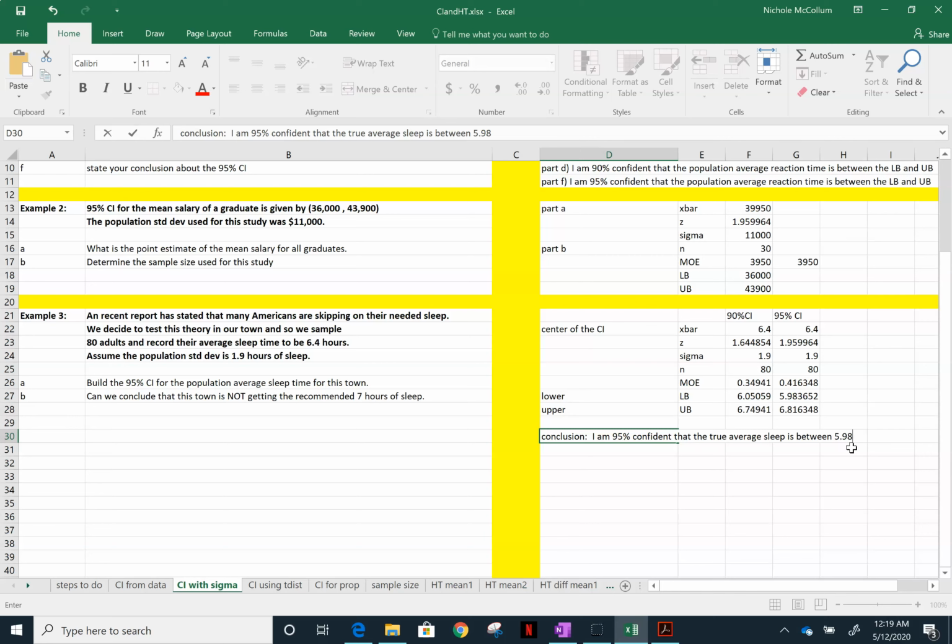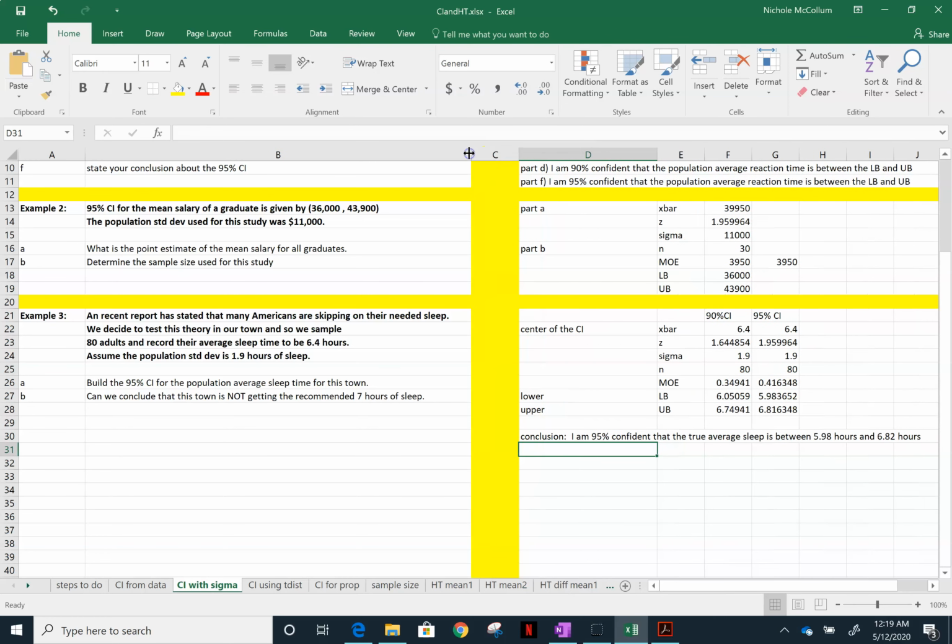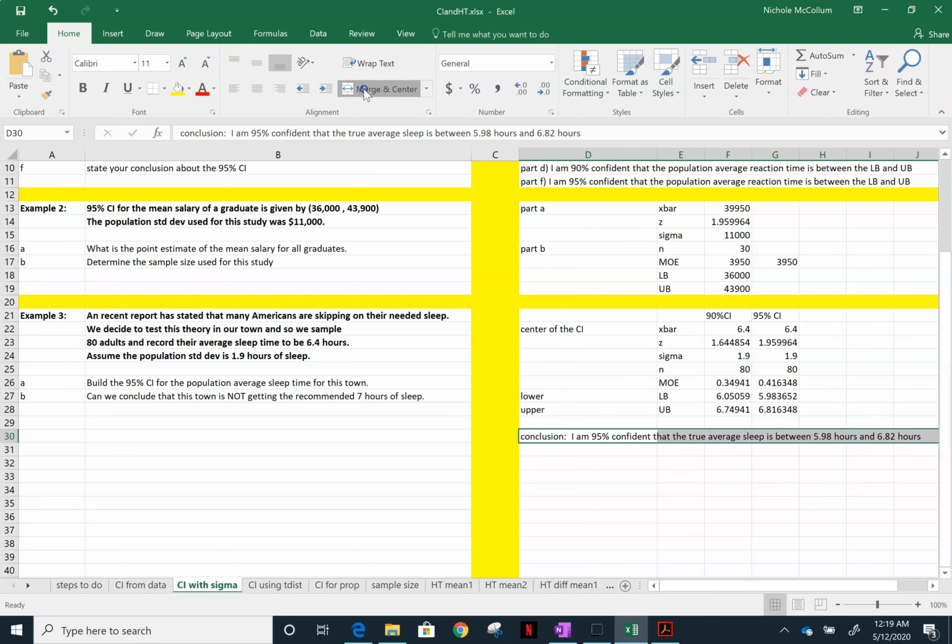5.98 hours and 6.82 hours. That is my specific answer to this question. I am 95% confident that the true average sleep is between 5.98 hours, the lower bound, and 6.82 hours, the upper bound.